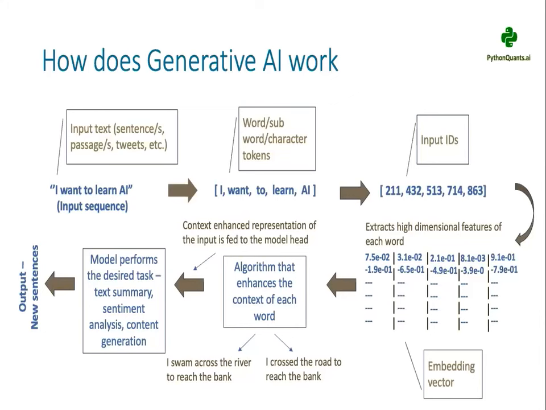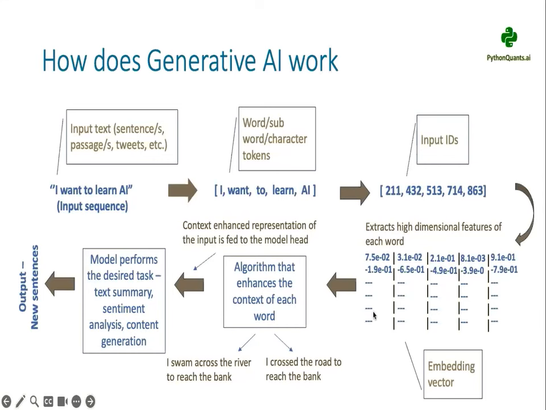Okay, let's put all this together. So we have an input sequence. We pass the input sequence into our model. It gets converted into tokens. Tokens get converted into input IDs, and the input IDs are thereafter transformed into these high dimensional feature vectors.